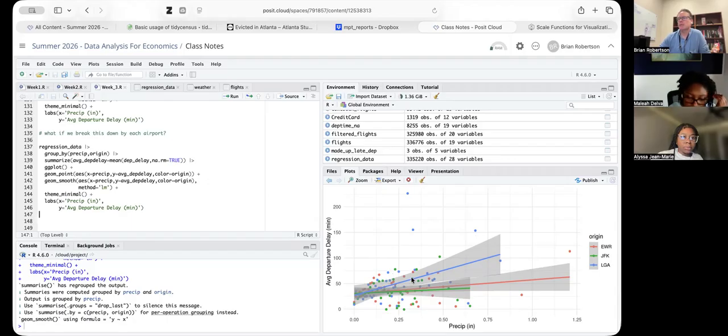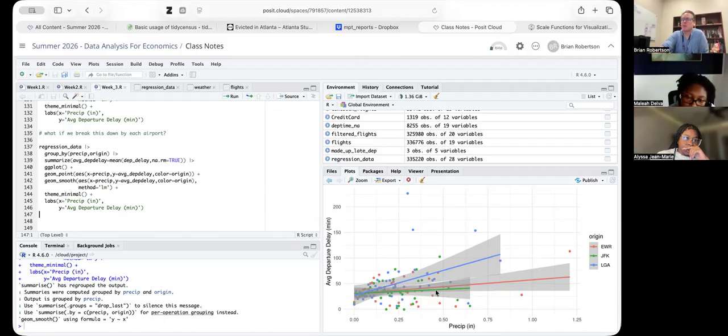And so why is it that LaGuardia is so much more affected by rain than everyone else? They're in the same geographic region. It's not like they're in different parts of the country. They're literally across a river from each other.